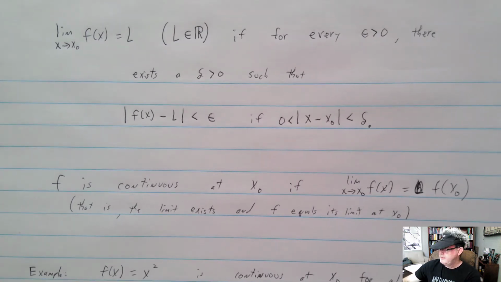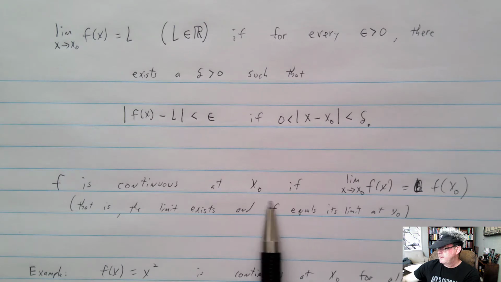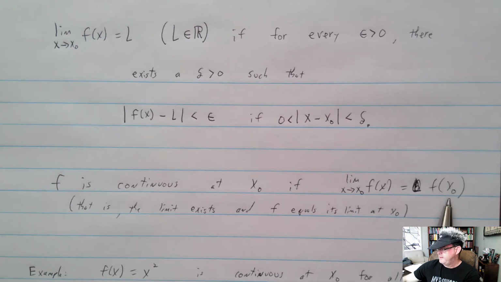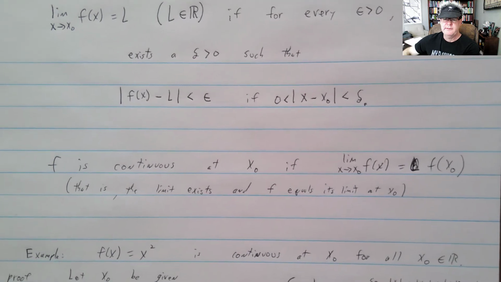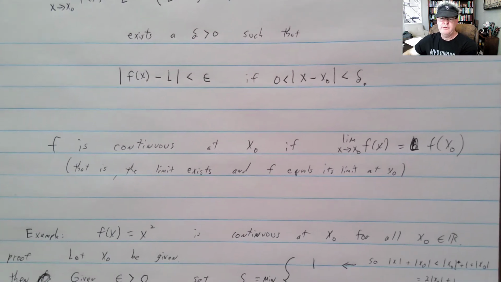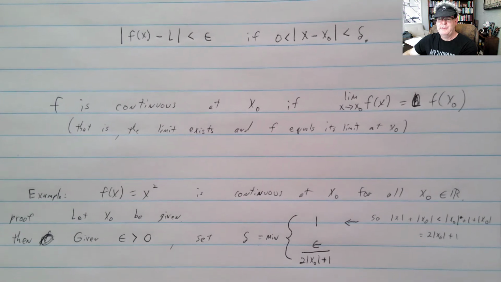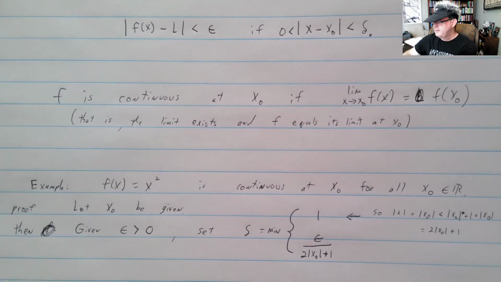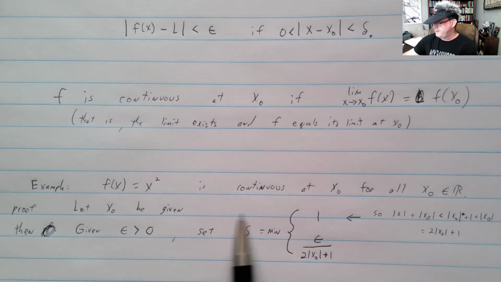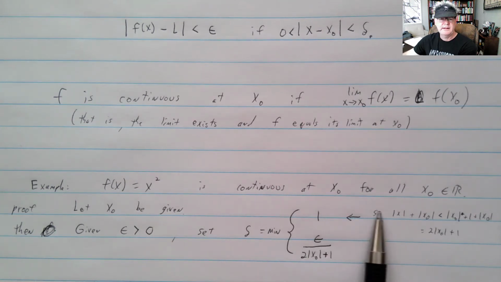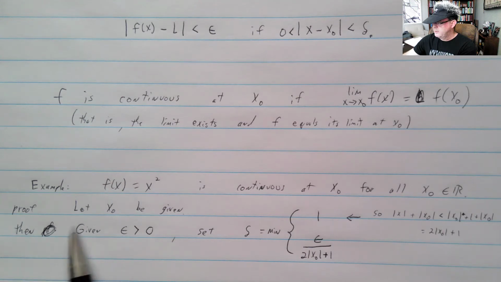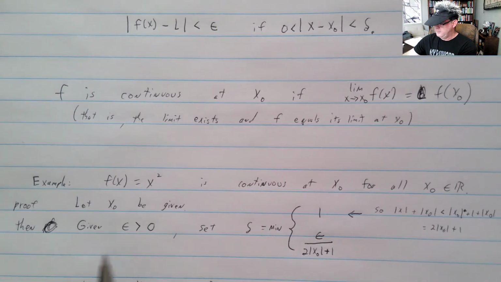And then for continuity, f is continuous if it's defined to be what its limit is. The limit exists and f equals its limit. So before we get to the crazy function, we'll start with a very nice function, f of x equals x squared, and we'll show it's continuous at x naught for every x naught. So proof, give me an x naught, so let x naught be given, and then given epsilon greater than 0, we're going to set delta to be the minimum of 1, and this fraction epsilon over 2 times the absolute value of x naught plus 1.